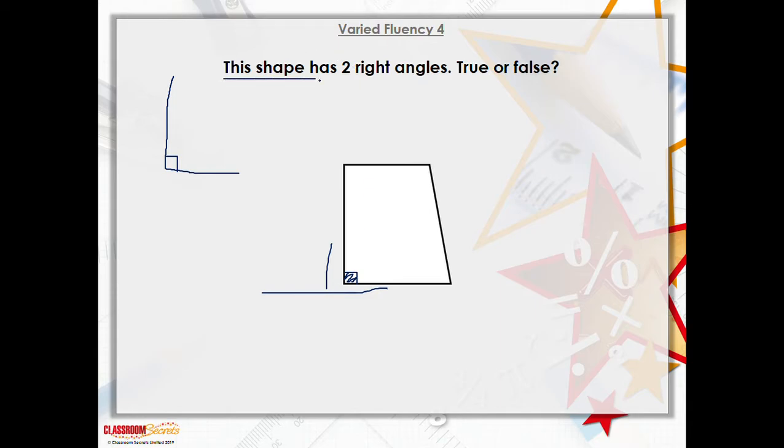The question is, this shape has two right angles, true or false? We've identified one. This here is another right angle, so it's got two. This is not a right angle, and this is not a right angle, okay? Because actually this angle is less than 90 degrees, and this angle here is over 90 degrees.